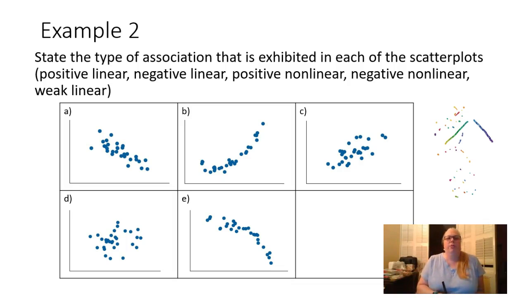For A, I noticed that my lower X values back here seem to correspond with higher Y values up here. This is a negative association. We can imagine a line coming through right here, and those data points just kind of cluster around it. So A is going to be our negative linear association.